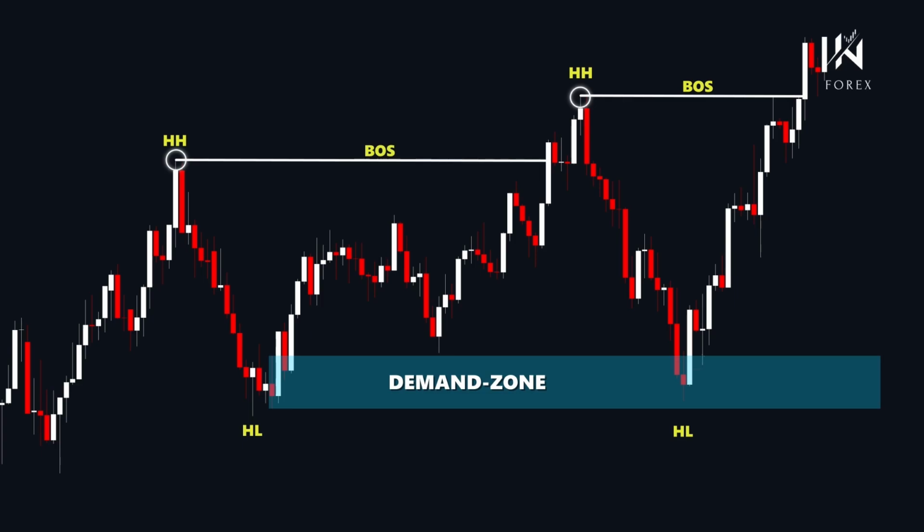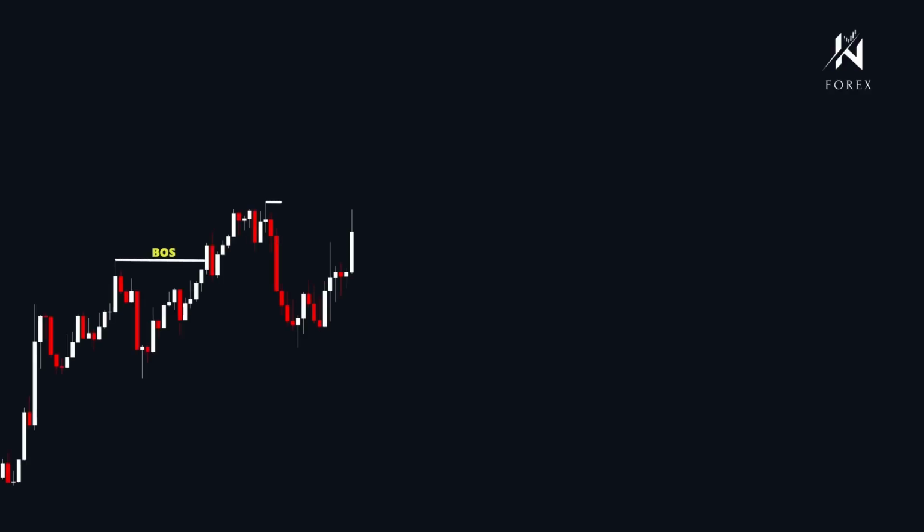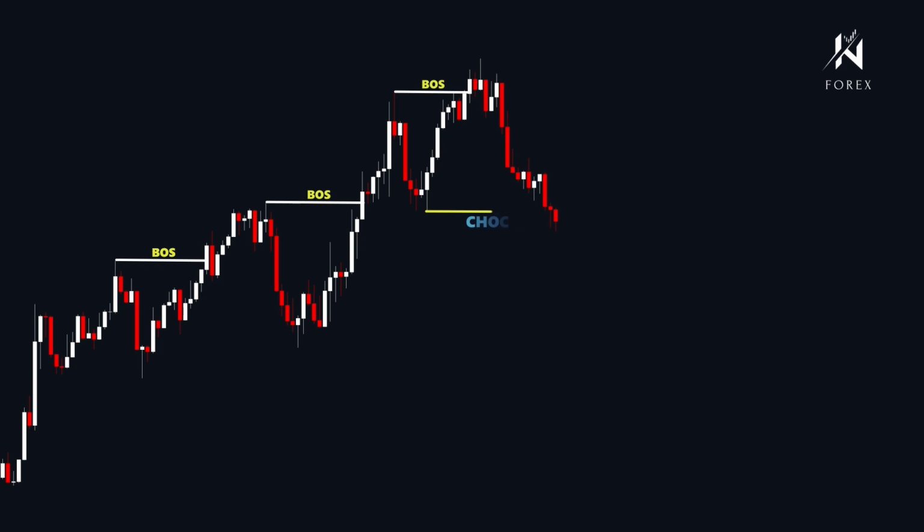It means the market is still bullish. Now let's talk about change of character. This one tells a different story. Let's say the market was in an uptrend, but this time, price doesn't break the last high. Instead, it forms a lower high and then breaks below the last low. That's your change of character.